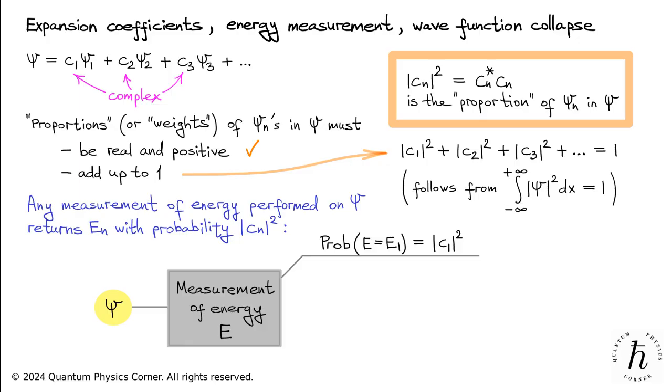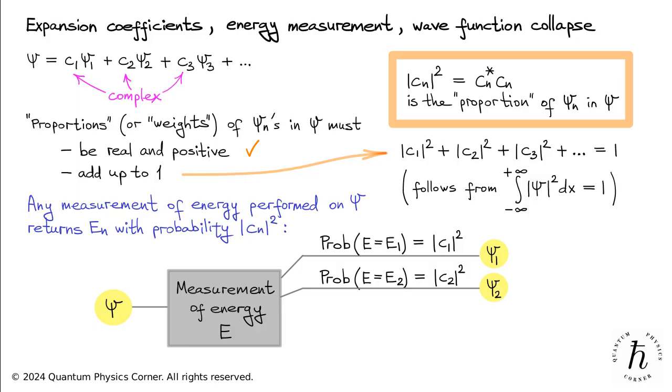In the scenario we are considering, where the energy measurement yields the value E sub 1, the measurement changes, or, as it is often said, collapses, the system state to psi sub 1, the stationary state corresponding to energy E sub 1. Obtaining E sub 1 as the outcome of the energy measurement was one possibility. Another possible outcome is E sub 2, which is the energy of the stationary state psi sub 2. The probability of this outcome is given by the squared modulus of C sub 2. Consequently, the state of the system immediately after the measurement will be psi sub 2.